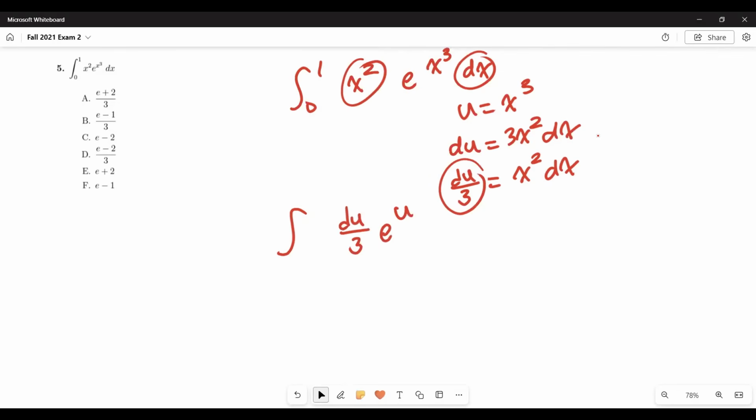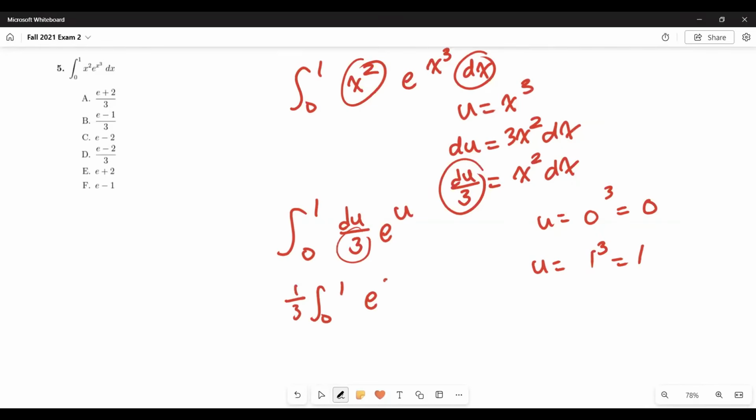And then let's write 0 and 1 into the u format interval. So u equals 0 cubed is just 0, right? U equals 1 cubed is just 1, so it's from 0 to 1. Oh, same, cool. And we can take out the 1 over 3 because it's constant. 1 over 3, 0 to 1, e to the u du.